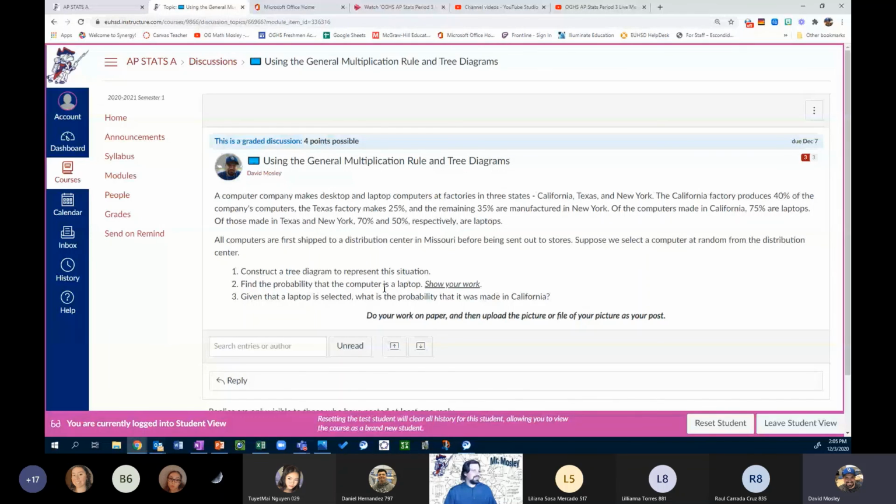Find the probability the computer is a laptop. Again, you're going to follow your branches through, use your general multiplication rule, and determine the probability of getting a laptop. And then 3, given that a laptop is selected, what is the probability it was made in California? Very similar again to part C in our previous example. All right, you're going to use that general probability rule. And again, I suggest doing this on paper and then uploading a picture of your work. If you're having issues uploading a picture, just email me the picture. That works too.